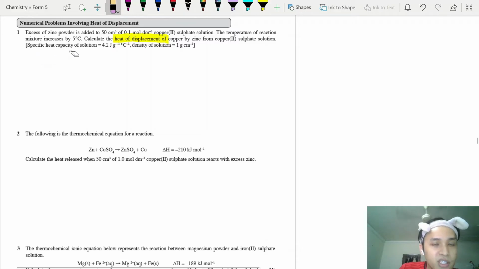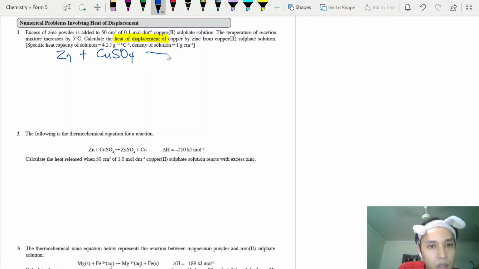Before that, we write the equation first. Zinc powder reacts with copper sulfate. Remember, zinc goes in, copper comes out. So you get zinc sulfate and copper. Alright, so I want to calculate the heat of displacement. So heat of displacement means H over x.